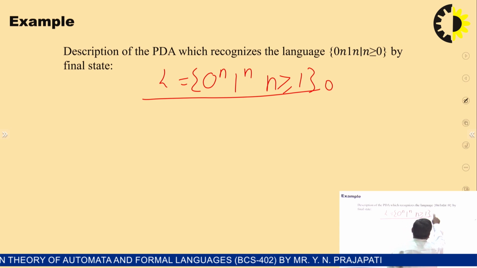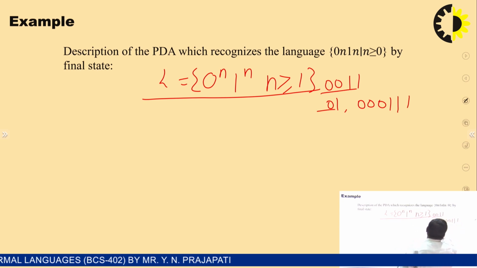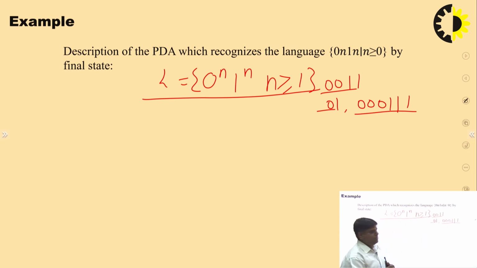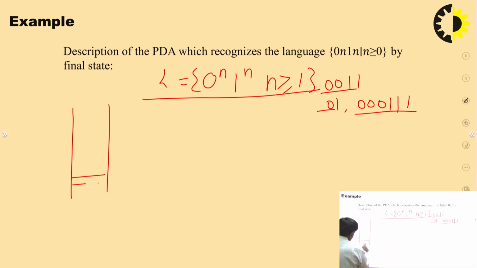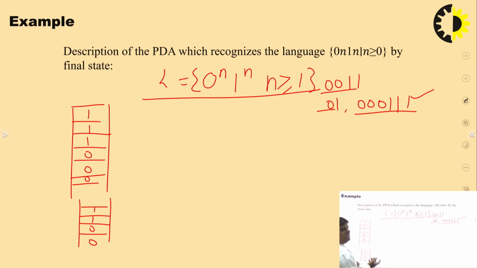So, what is the pattern? 0 0 1 1, or 0 1, or 0 0 1 1 1; such kinds of patterns are generated by this language. It means the number of 0s and the number of 1s are the same. So, what is the approach? Two things are required. The input string: now in the input string 0 0 1 1 1, this is our input string. If we take another input, 0 0 or 1 1, the same type of data, we can take any one. What is the condition?